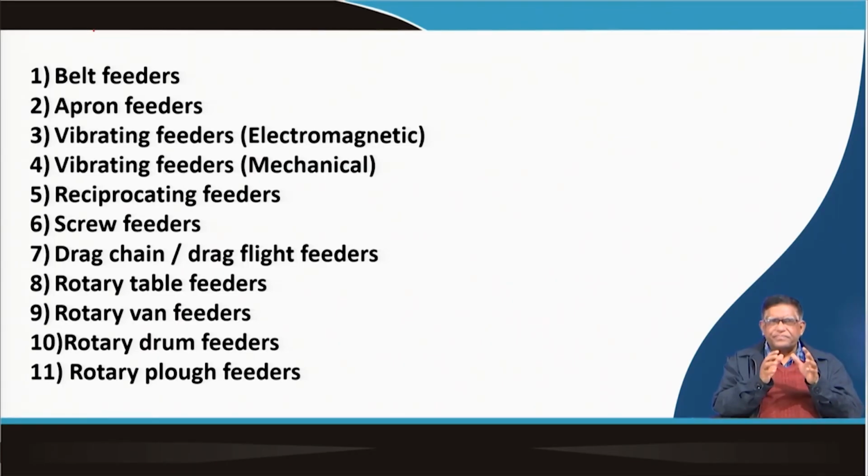That vibration can be given electromagnetically or it can be given mechanically. Electromagnetically means you are giving pulsations, the electromagnet is giving the pulsation. You might have seen it in your door calling bell, that is how the vibration is given over there, the same vibration.